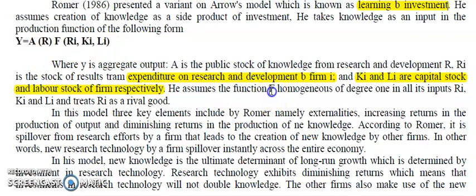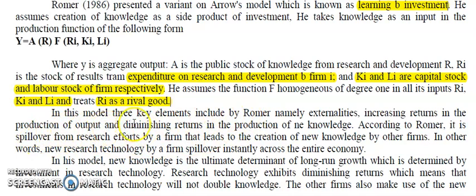He assumes the function capital F is homogeneous of degree 1 in all inputs. What are the inputs here? Ri, research and development, Ki and Li. Ki is the capital stock of the firm, Li is the labor stock of the firm. All these inputs follow a homogeneous of degree 1 function. And Ri is treated as a rival good.